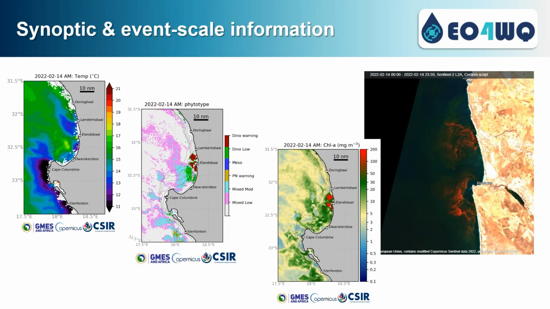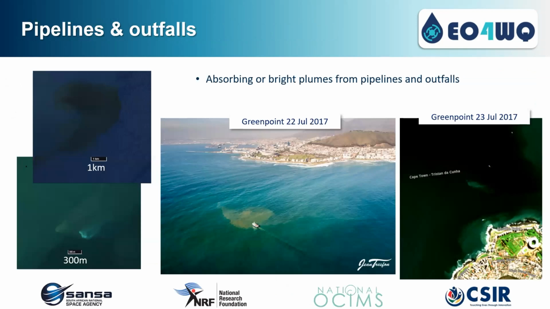I've also just shown the Sentinel-2 high resolution image on the right-hand side, just to show the cool comparison between the two different satellite products that you could find. We can also detect absorbing and bright plumes from pipelines and outfalls. And if these features are large enough and persistent enough, we're able to detect them inside the Sentinel-2 imagery.